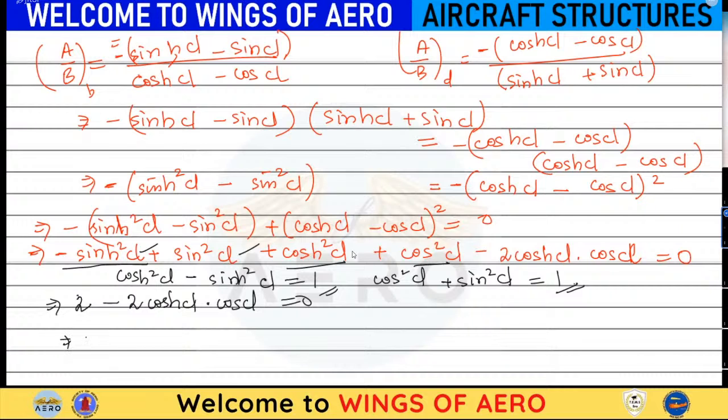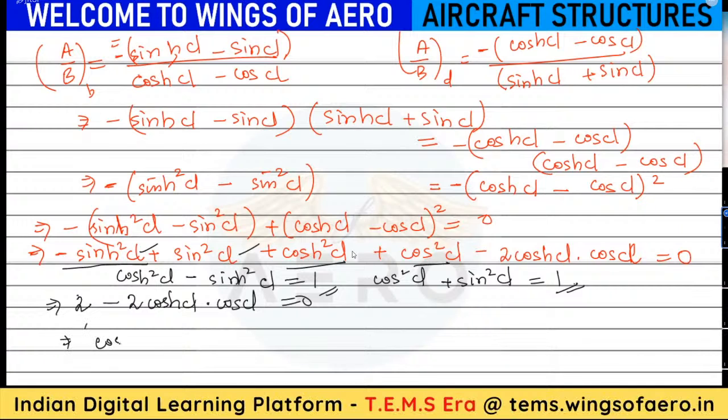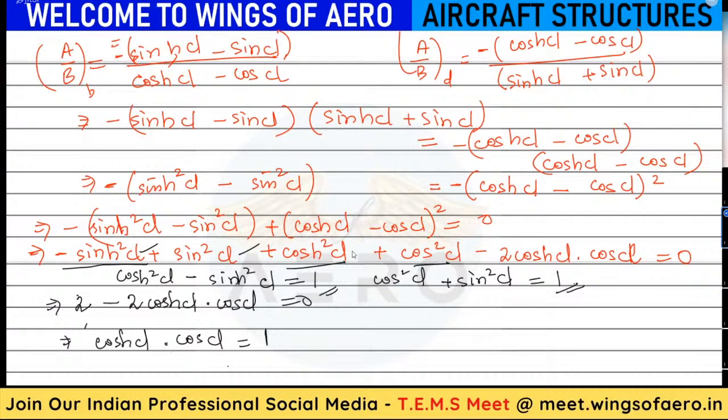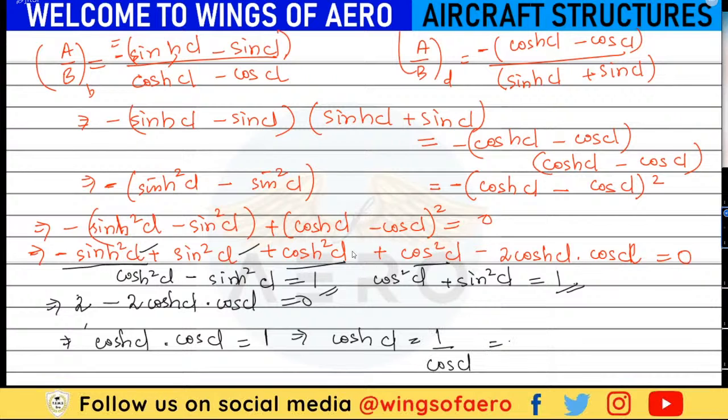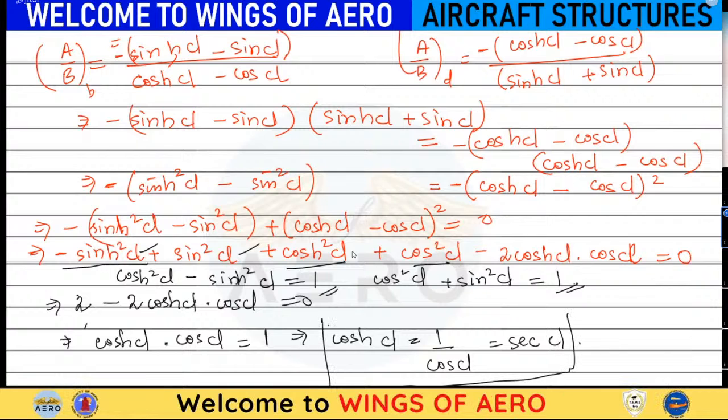So you put this the other way. Yes, cosh CL into cos CL becomes 1. So finally you get cos CL equals 1 by cosh CL, which is not a sec CL. Is it okay?